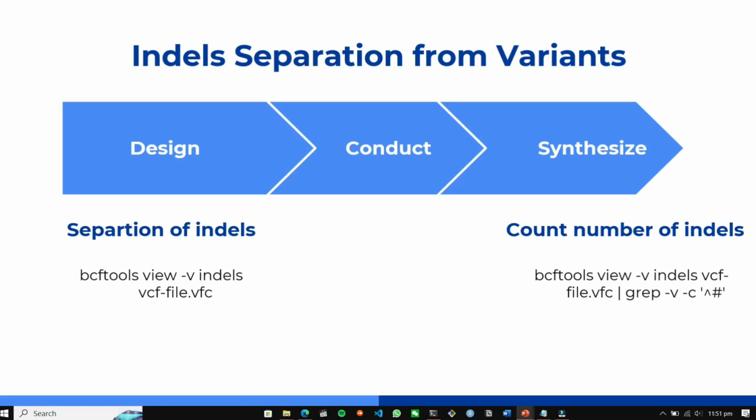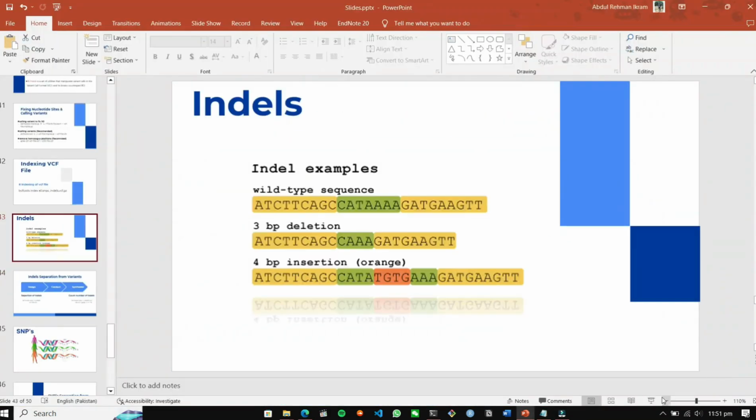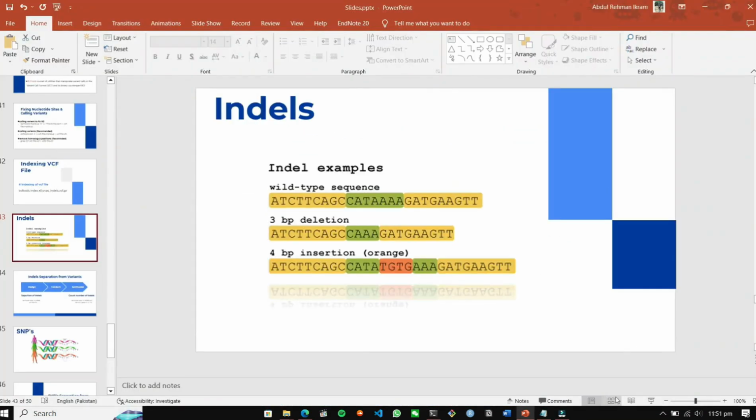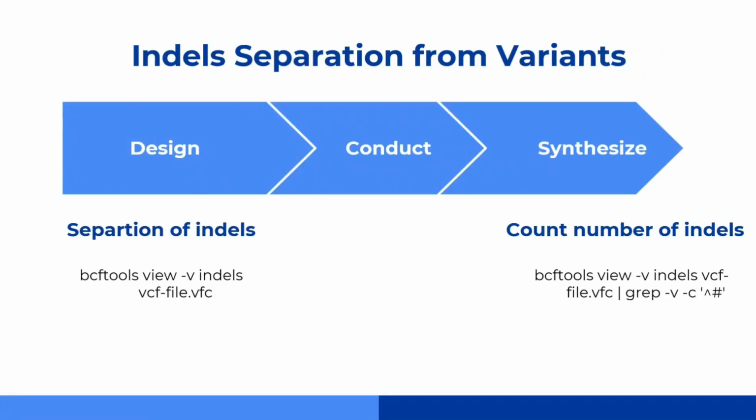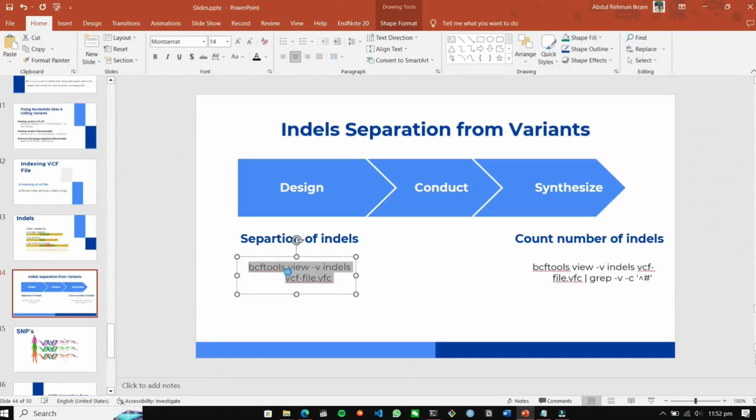There is a certain pipeline that you have to implement as well. So if you see that after the indexing, we can just extract the Indels. So what are Indels? You know, the insertion and deletion sequences that are present. So for the separation of Indels, we are just going to use VCFtools. View minus V is the feature for viewing the Indels in our VCF file.